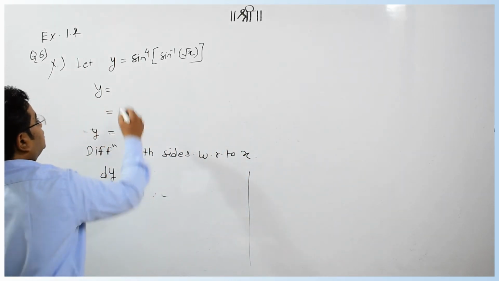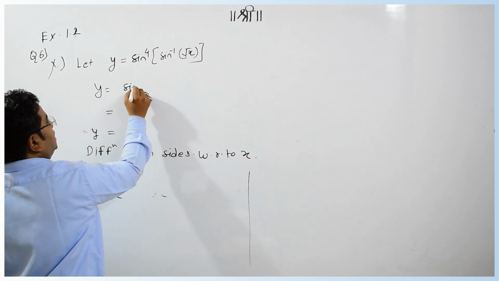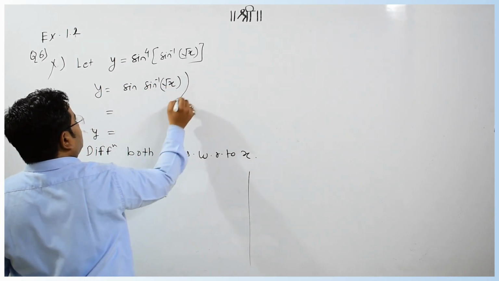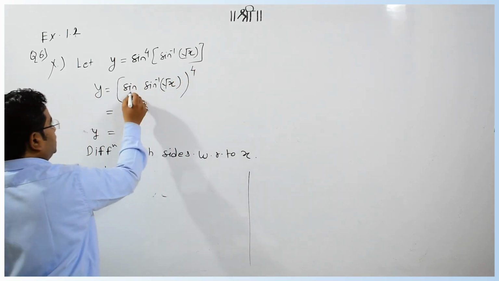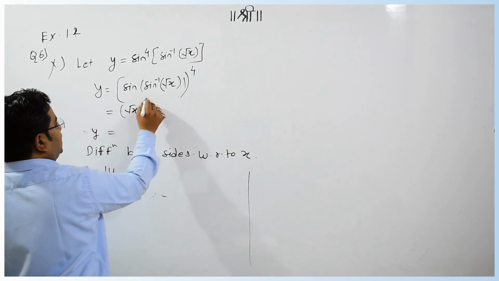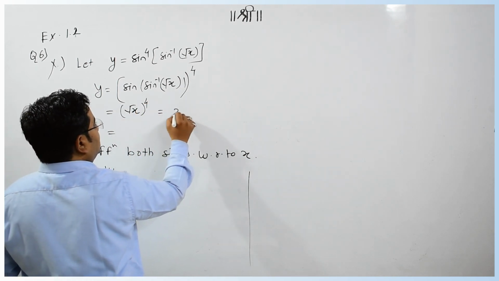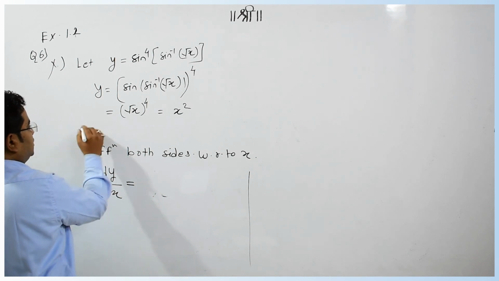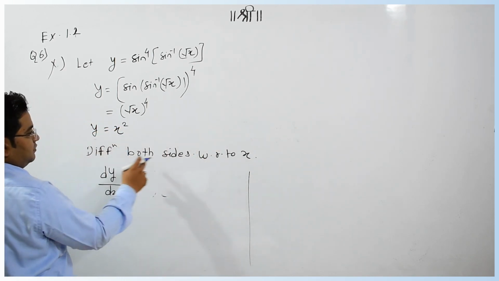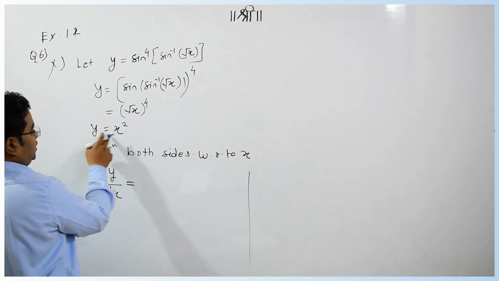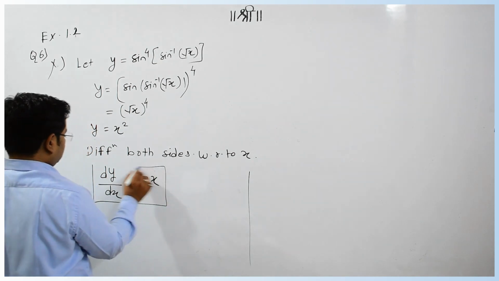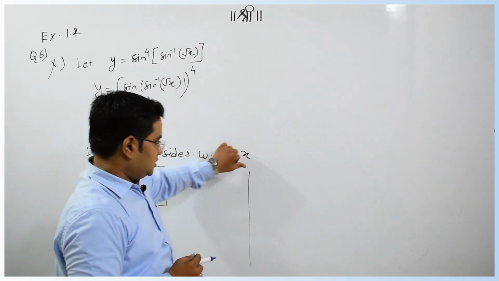So here what will happen? Sine inverse of under root x, bracket raised to 4. This sine inverse will get cancelled, so (under root of x) raised to 4 is equal to what? x square. So y is equal to x square. So this is the possible value. Differentiating both sides with respect to x, dy upon dx will be 2x only, and that's how this question is done.